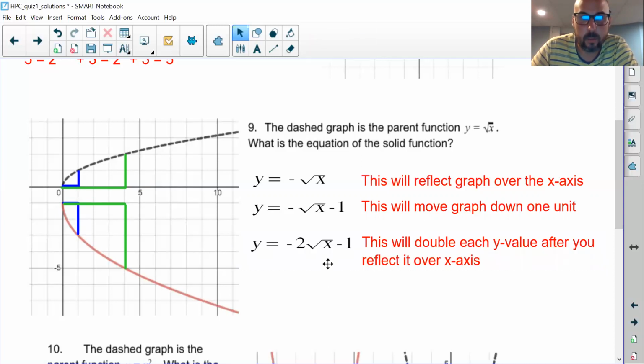So 3 transformations: a vertical reflection, a flip, which is the negative, a vertical stretch, so the 2, and a vertical drop by -1.